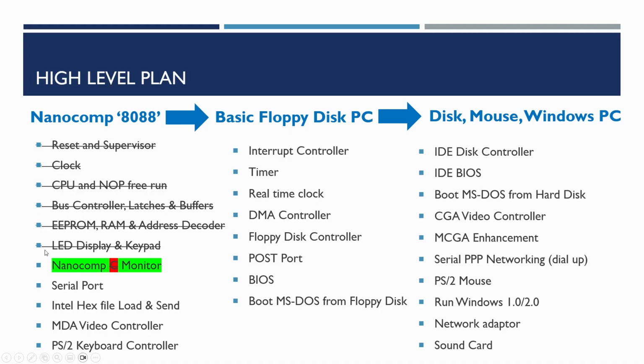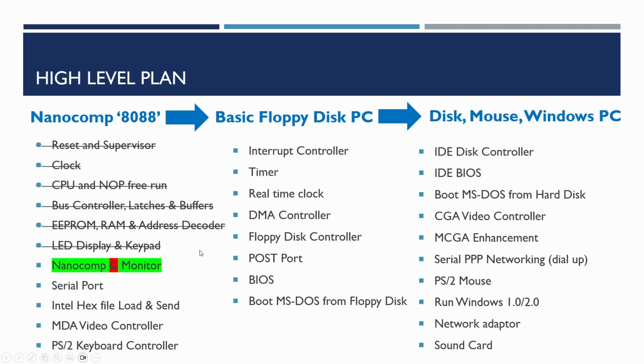In this video, what we're going to be doing is updating the computer to run the original Nanocomp Monitor program. Now, I was originally going to be doing this using the C programming language, but after the previous video where we developed, built and tested the LED display and keypad, I managed to convert probably about half the software that we need for the monitor into 8088 assembly language, so we're going to continue with that.